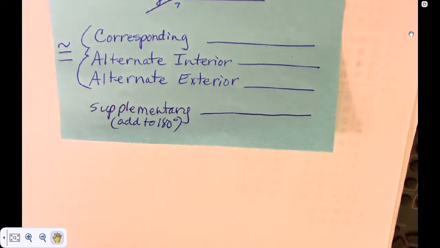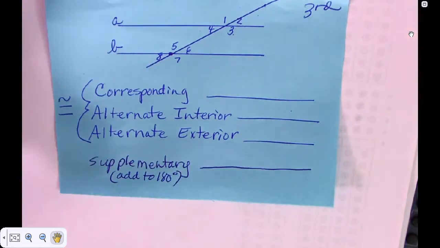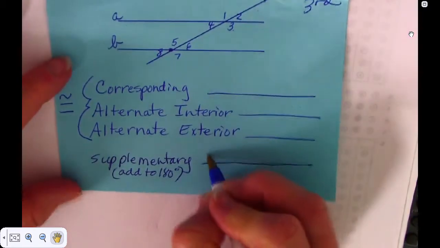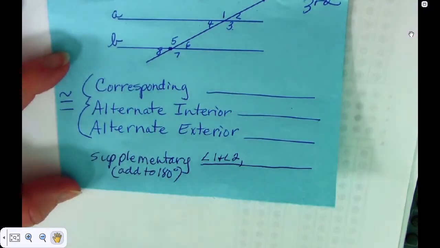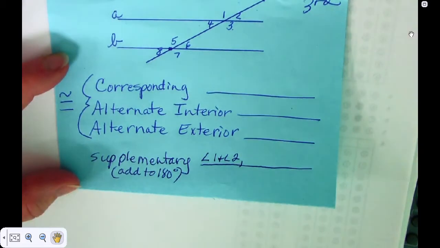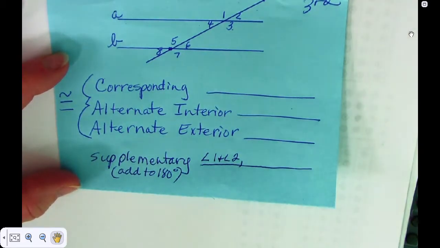We're not going to name them all because there's too many. Give me two that are supplementary from our picture. Angle 1 and angle 2. That'll work. Angle 1 and angle 2 are supplementary. Angle 1 and 4, 2 and 3, 5 and 6, 5 and 8, 6 and 7, 8 and 7. I mean, we can name a bunch. Now, though, I want to name the same side interior.